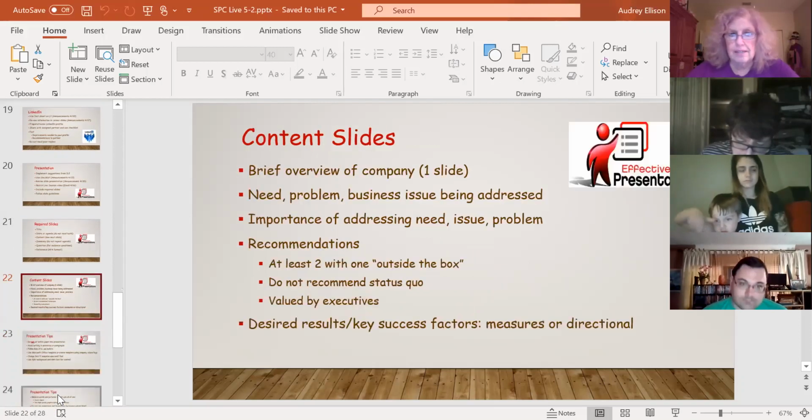These are the content slides. And there's 5 of them, so that's how you can easily get to 10 slides. Overview of the company, no more than 1 slide. And actually all of these could be 1 slide.